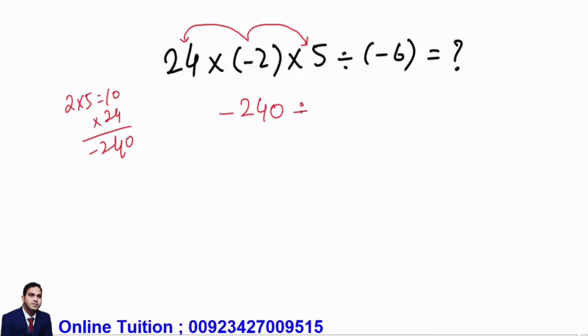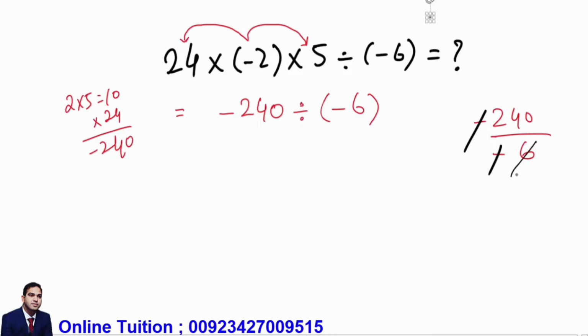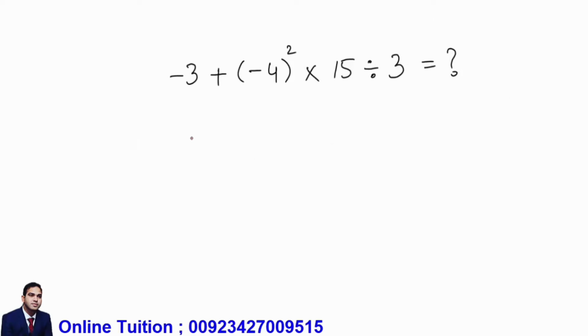Now divided by negative 6, okay, and after that 240 divided by 6. This is negative, this is negative, and this negative will be cut off. Now after that, you can simply divide. 6 ones are, 6 fours are, okay. Now you have to put the 0 here, and after that your answer is 40. This is the answer.